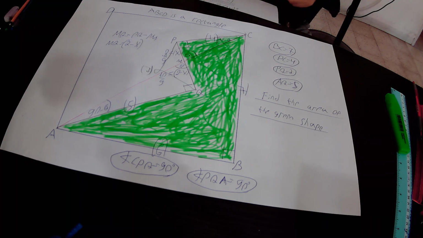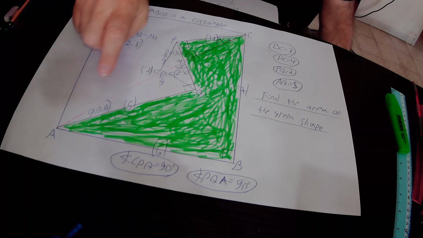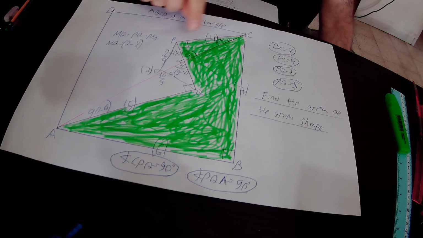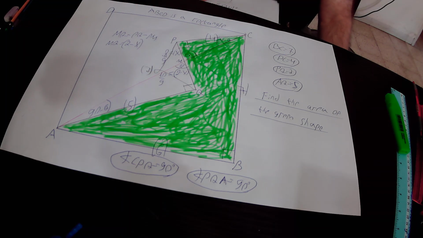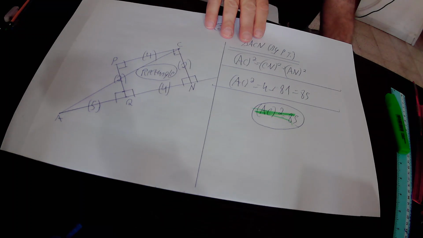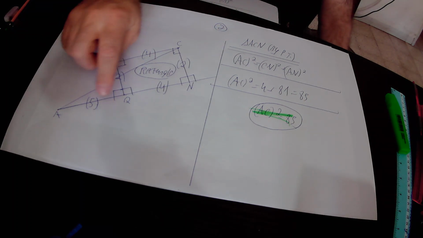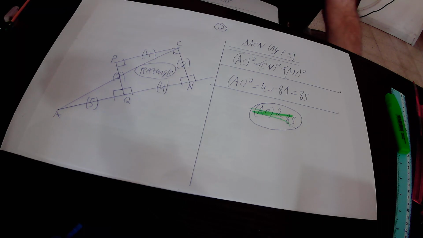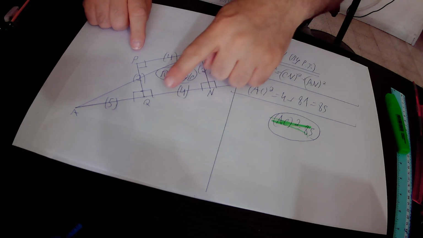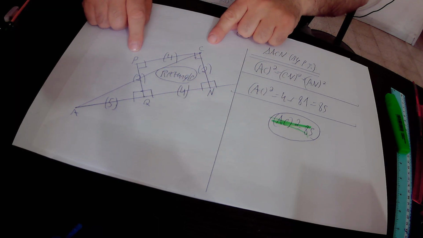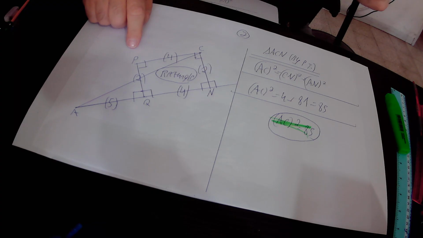In the next step, I copied this line, AQPC, and then analyzed it. This is line AQPC that I wrote on the original drawing. AQ equals 5, this is a right angle. PQ equals 2, PC equals 4, and this is also a right angle.